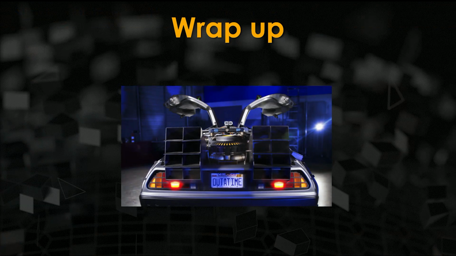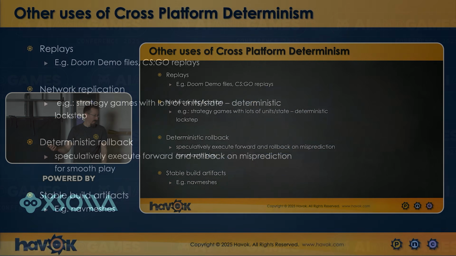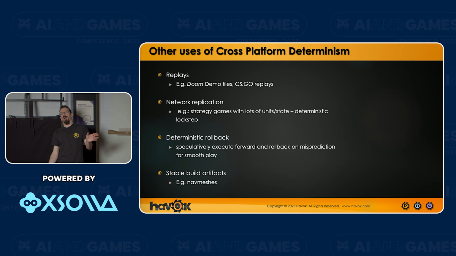So let's wrap it up. We're out of time. So first of all, other uses of determinism. It's not just that we really like it to verify our AI behavior, navigation meshes, collision avoidance, things like this. It's also used for replays, for example, Doom, CSGO, things like that. Network replication is a really big topic. And for strategy games, you only want to send small commands, and you don't want to send the movement of 1,000 or more characters around.